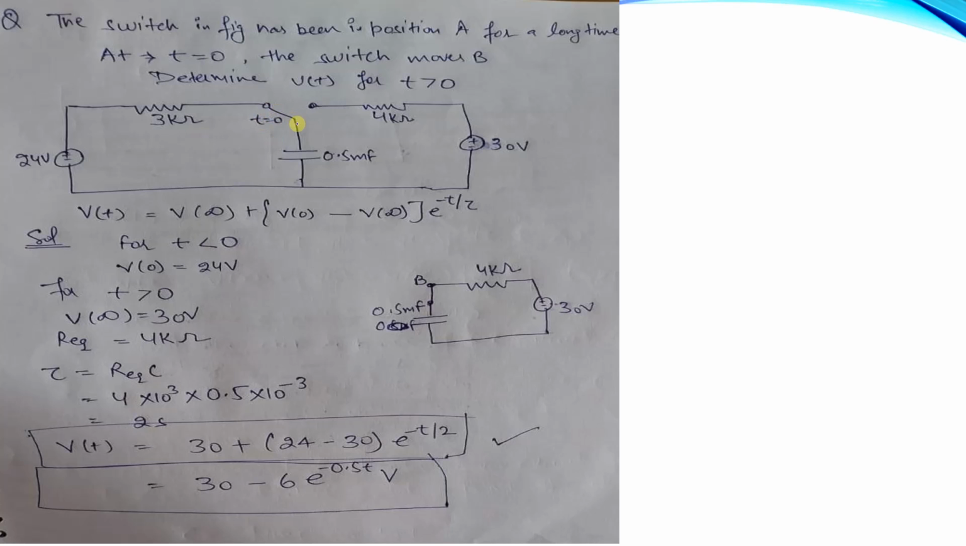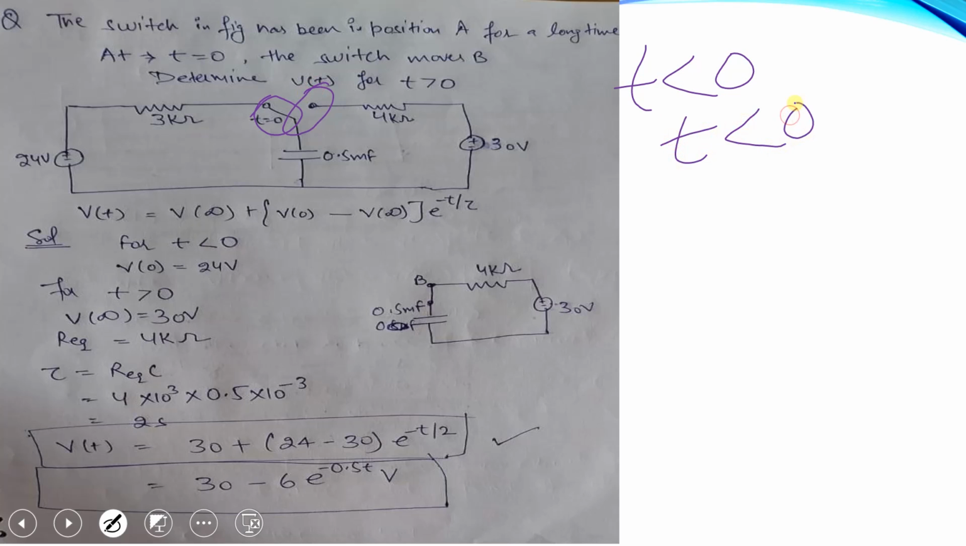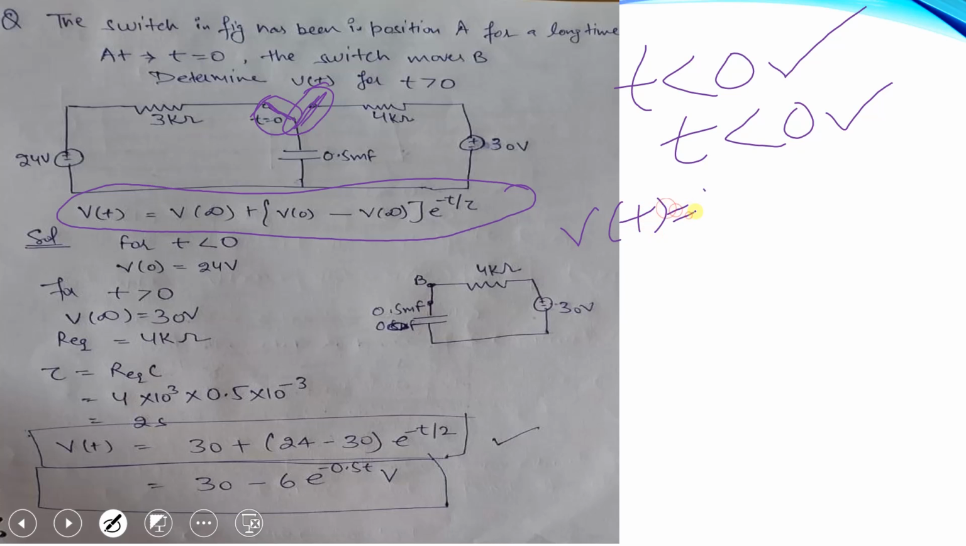So we are having the two conditions. One is this and another is this. When the switch is connecting to this point, it gives the condition t less than 0. When the switch is connecting to this, it gives the condition t greater than 0. So we can consider both the conditions. We know this is the transient condition equation for the voltage: Vt is equals to V infinity, means the final condition, plus V0, means initial condition, minus V infinity, into e raised to power minus t by tau.